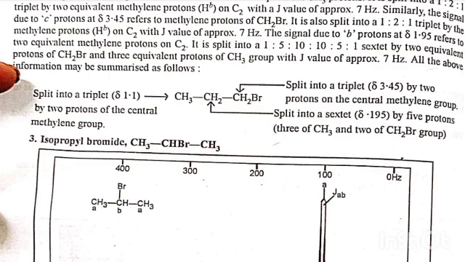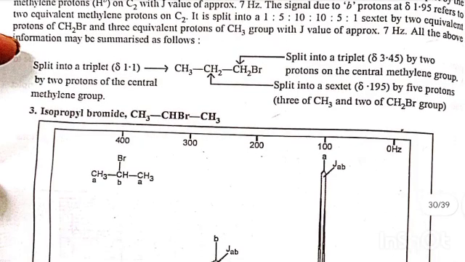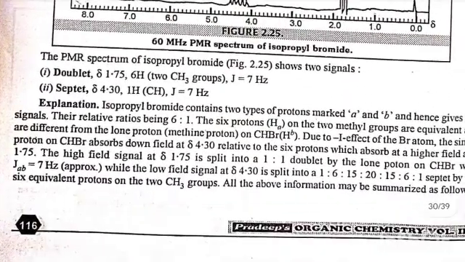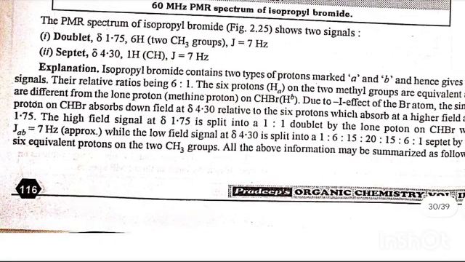It is split into a 1:5:10:10:5:1 sextet by two equivalent protons of CH2Br and three equivalent protons of CH3 group with J values of approximately 7 Hz. The PMR spectrum of isopropyl bromide shows two signals: doublet, delta 1.75 for 6 protons at J equal to 7 Hz; septet, delta 4.30 for 1 proton at J equal to 7 Hz.